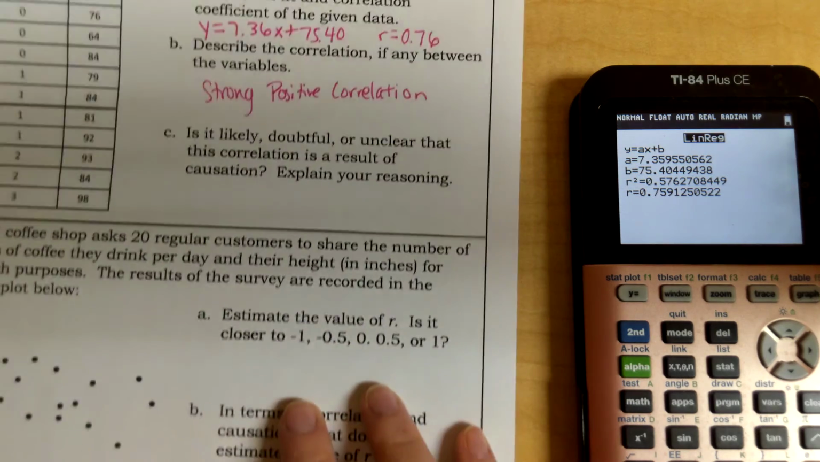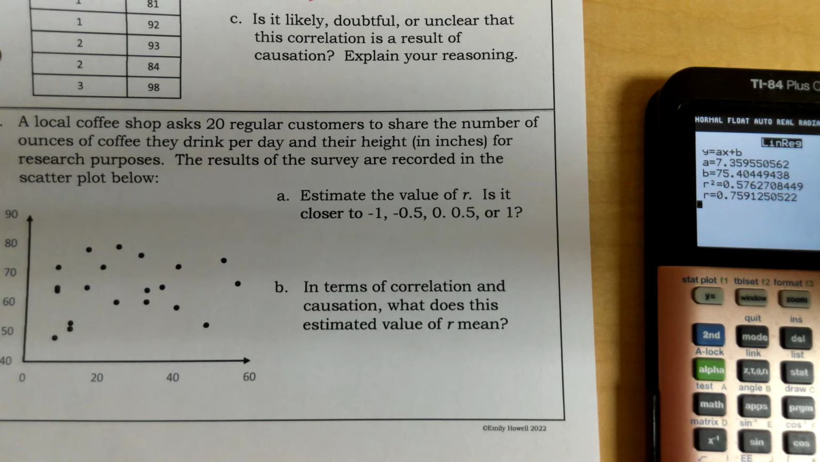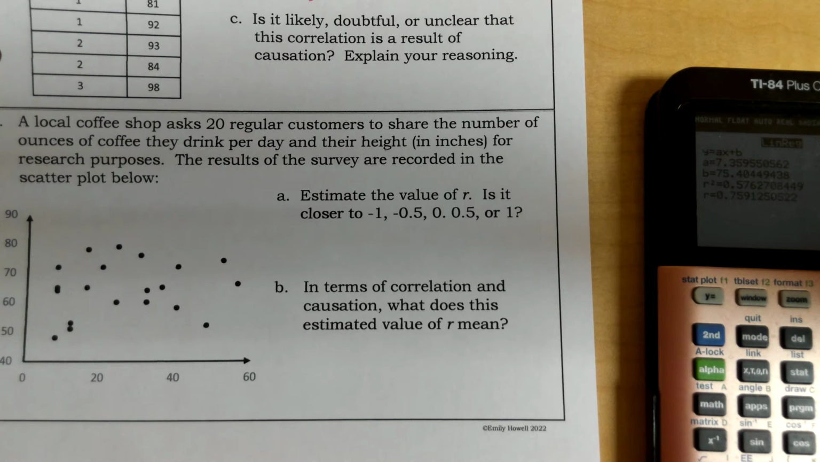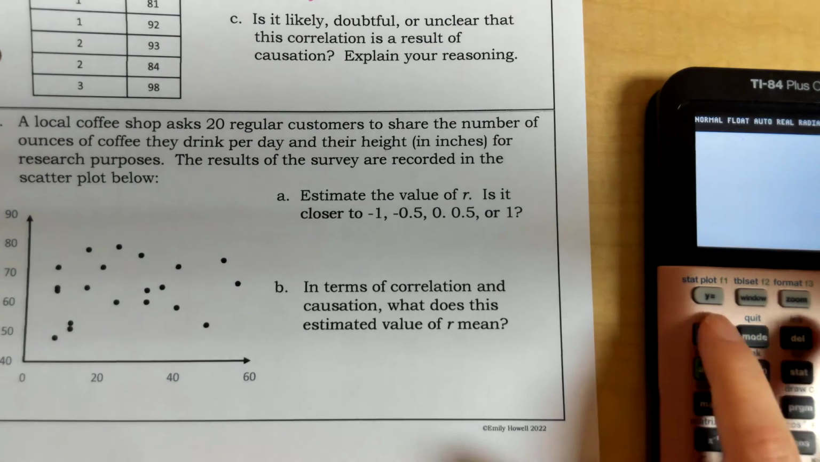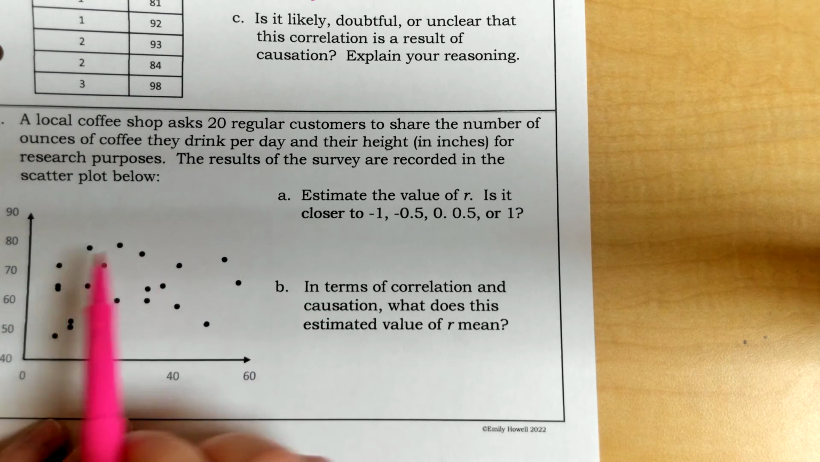Okay. Now, looking at number 3. You have a local coffee shop, ask 20 regular customers to share the number of ounces of coffee that they drink per day and their height for research purposes. So the results of the survey are recorded in the scatter plot below. So here we have a scatter plot with all of this data.